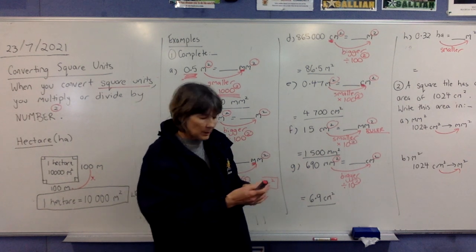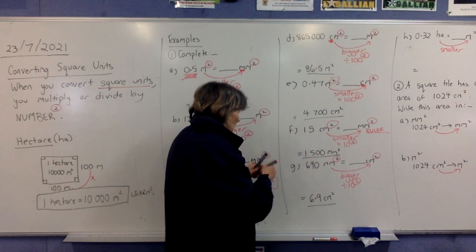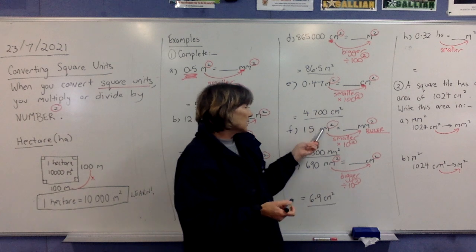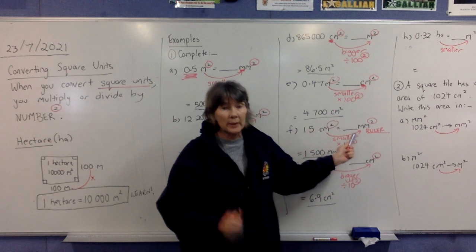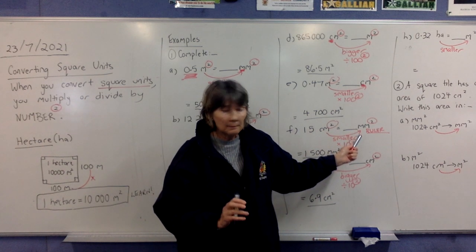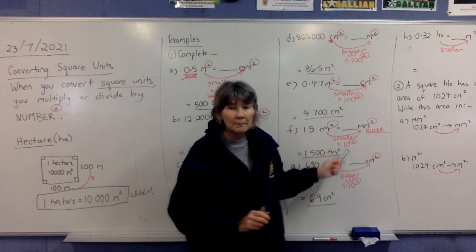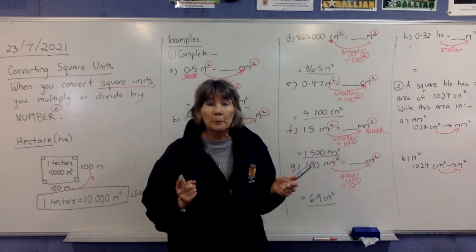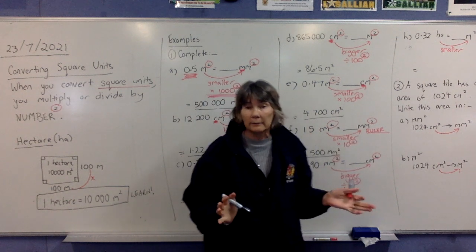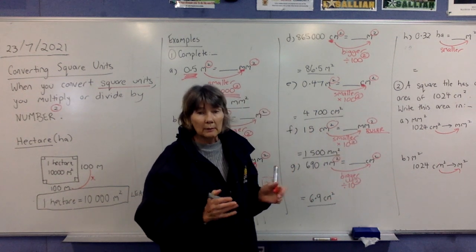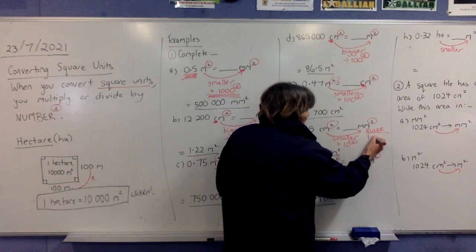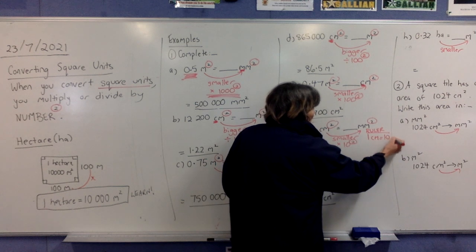Now looking at the next one, this one's a bit tricky. You've got to remember what we do on this. So we are going from centimetres squared to millimetres squared. Now millimetres squared is smaller, so we're timesing. Now this time, we're not looking for our prefix because we've got two prefixes and we don't know which one to look at. So think of your ruler. Look at your ruler. Remember that 1 centimetre equals 10 millimetres?